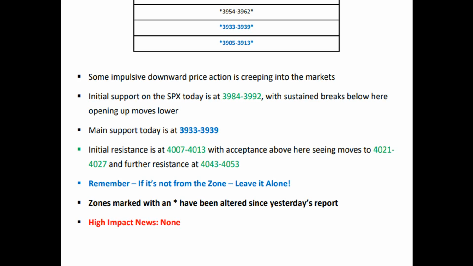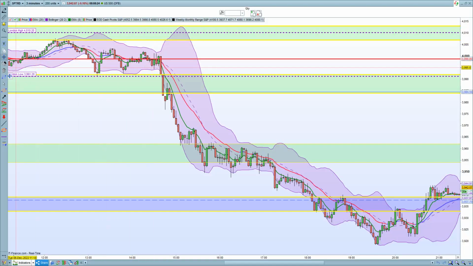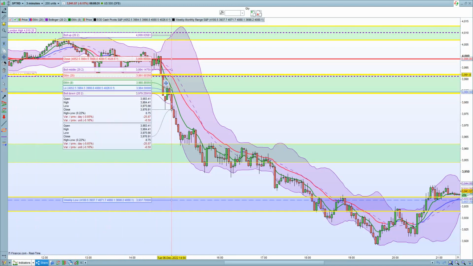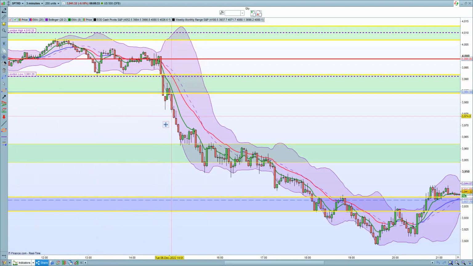So let's go and have a look at the S&P yesterday. Okay, so you can see here we got this impulsive push down through that 39.84 to 39.92 zone. And although we did get a reversal pattern here, it was below the zone, so you would never really want to take that trade back into the zone. This then pushed down, and this did see the sustained break.